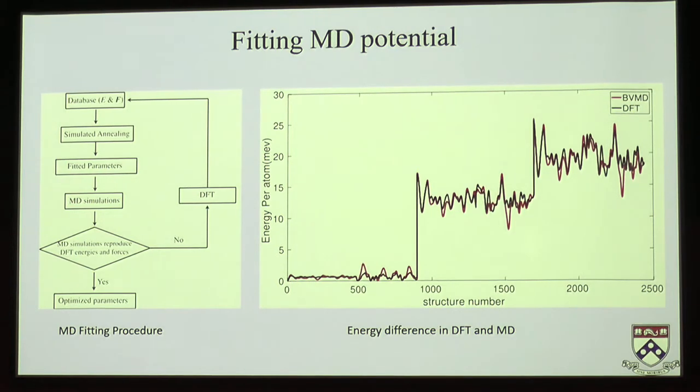Here is a figure of how our bond valence MD agrees with the DFT calculations. You can see that at different temperatures, the energy trend agrees very well, and the maximum error is about 2 or 3 meV per atom. This gives us a solid foundation to explore the dynamics in MD. That's something we can trust. The good agreement here also suggests that bond valence molecular dynamics is an excellent model for relaxor ferroelectric oxides.